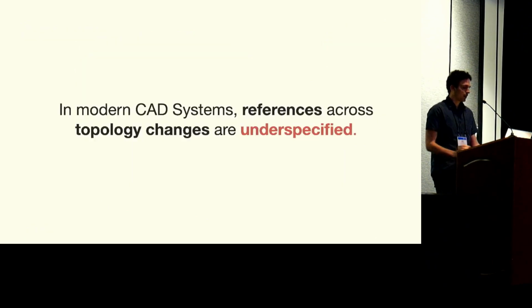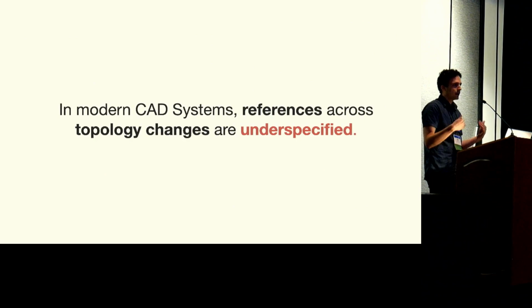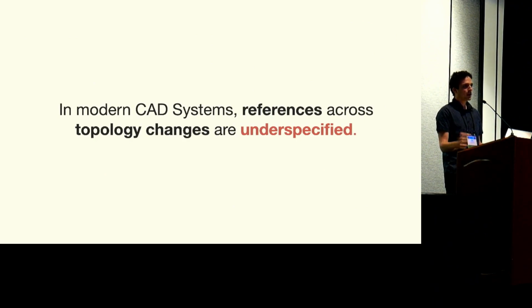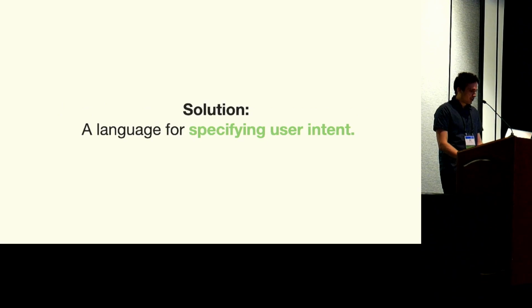So the problem here is that when we are specifying references on one particular object in one configuration, this is not enough information in order to be able to correctly generate this program across the many possible topologies that it should be able to represent. So what is the solution, you may ask? Well, we're at a PL conference, so it is a language for specifying your intent across these different configurations. So how do we make such a language that's also easy to use?